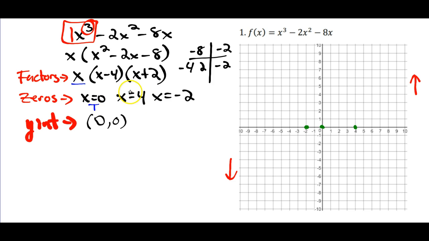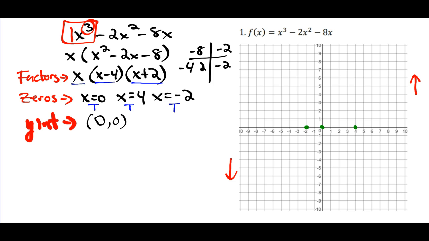x equals 4 came from x minus 4. There's not another x minus 4 times x minus 4, so it's just listed once. That's an odd number, 1 is, so it goes through. And the same thing for x equals negative 2. It came from the x plus 2, listed once, it goes through there.